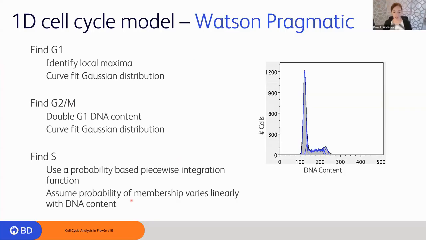Now, the S-phase identification is where this model differs from the other one we'll talk about, right? So that usually is the difference in these two, is how they identify or infer what cells are in the S-phase. So for the Watson pragmatic, it's using a probability-based piecewise integration function. So basically assuming the probability of membership varies linearly with DNA content. Okay, so it's looking at the DNA content within the presumed S phase, and it's a linear relationship where, if it has so much DNA content, it's assumed to be somewhere in this portion of the S phase. Okay. So that's what the model is doing there in the univariate.